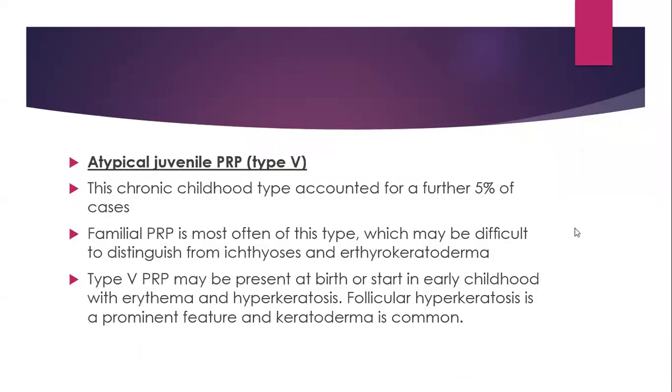Then the fifth type of PRP is the atypical juvenile type. This is a chronic childhood type that accounts for only 5% of the cases. And familial PRP is most often of this type, and it is difficult to distinguish it from ichthyosis and erythrokeratodermas. Type 5 PRP may be present at birth if it is familial or start in early childhood with erythema and hyperkeratosis. Follicular hyperkeratosis is a prominent feature and is diagnostic from other similar conditions like erythrokeratoderma. And palmoplantar keratoderma is also common.